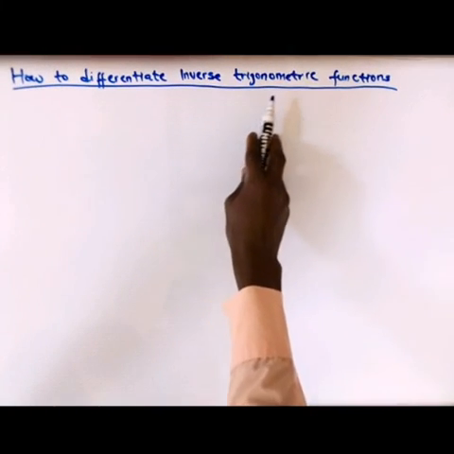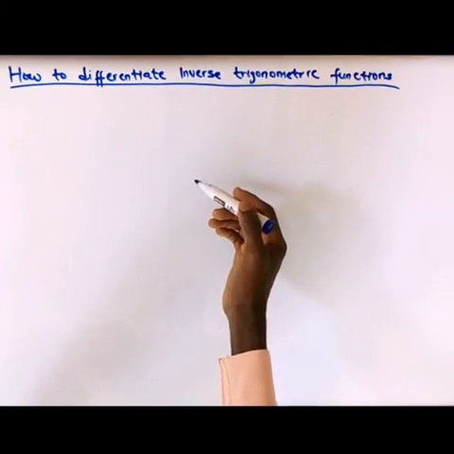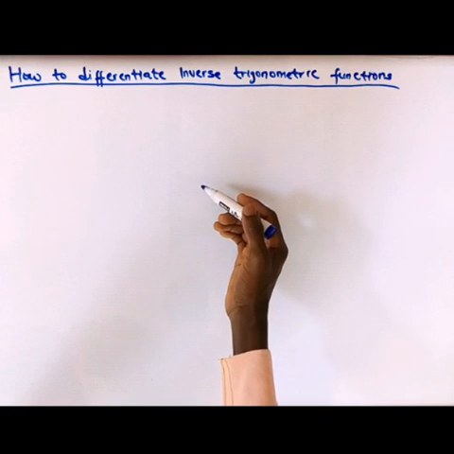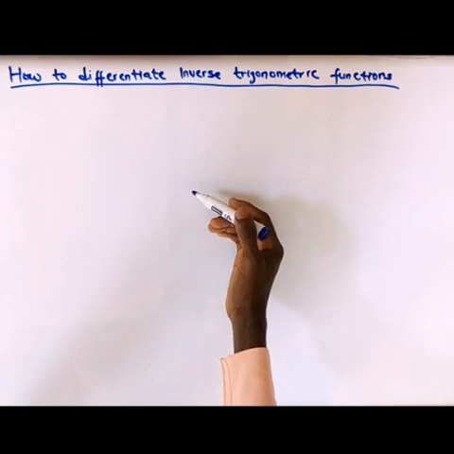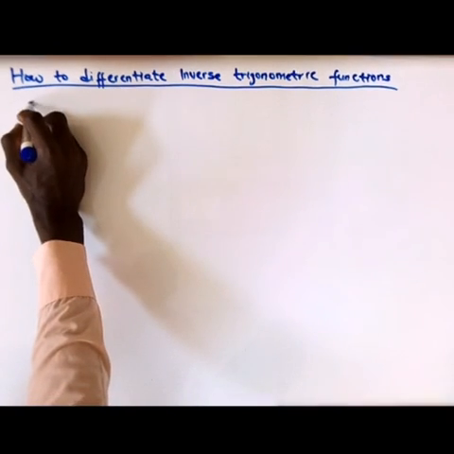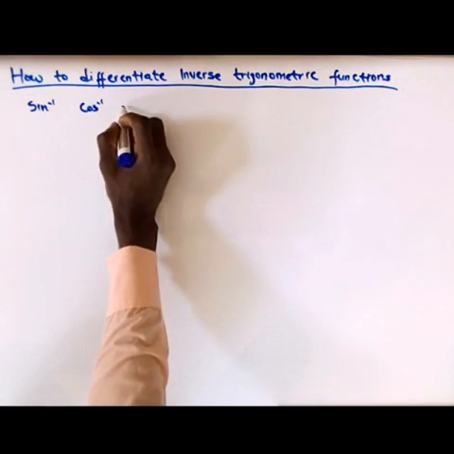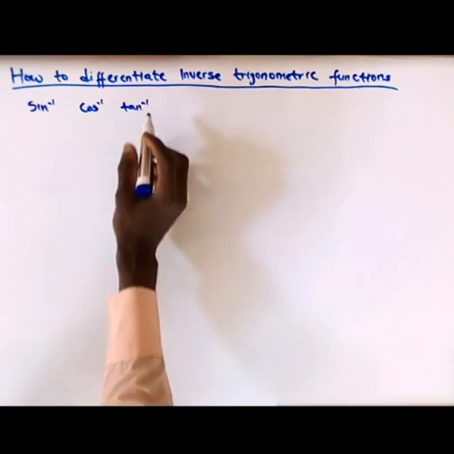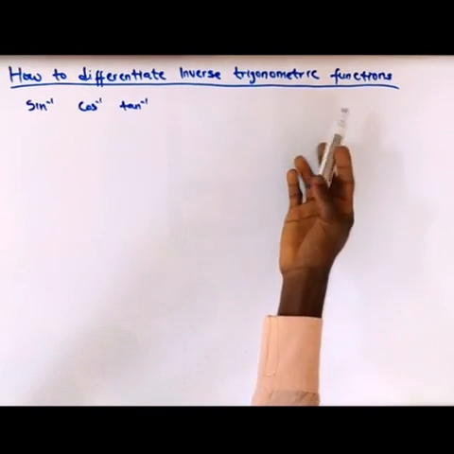How to differentiate inverse trigonometric functions. Now, the three basic trigonometric functions that we have are sine, cosine, and tangent. So their inverses will be sine inverse, cos inverse, and tan inverse. So how do we differentiate inverse trigonometric functions?